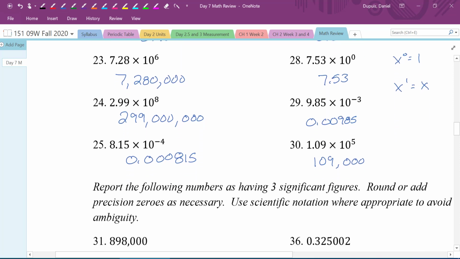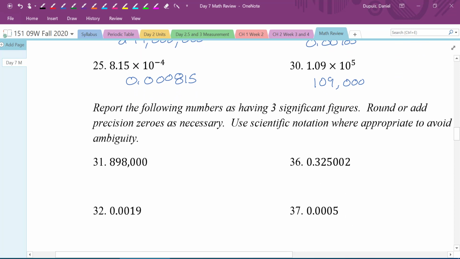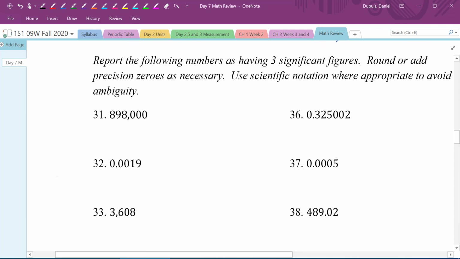So numbers 31 on, this is more what we need to work on, our speed here. Hopefully the last 20 questions were pretty straightforward. This is where, if you get a number in your calculator and I need to go to 3 sig figs, how do I make it 3 sig figs? Sometimes you'll have 4, sometimes you'll have 2.